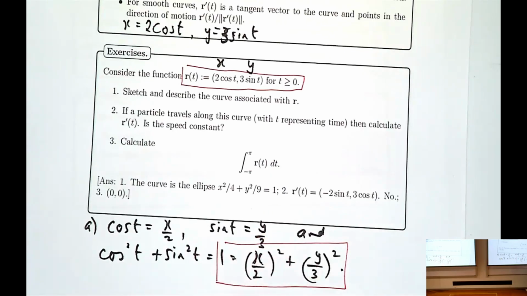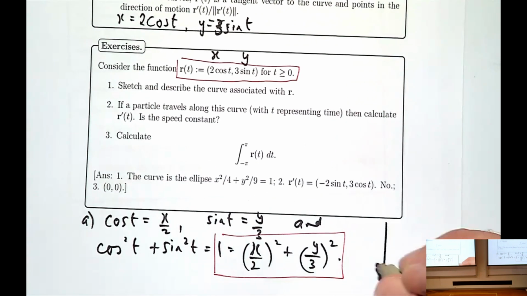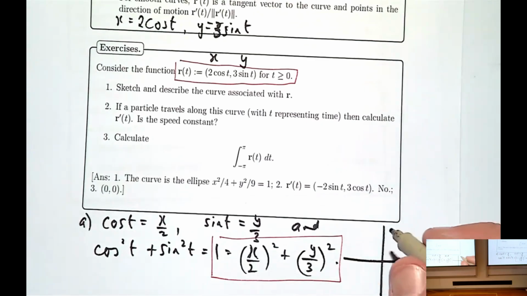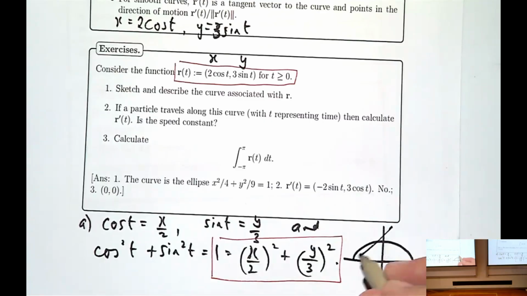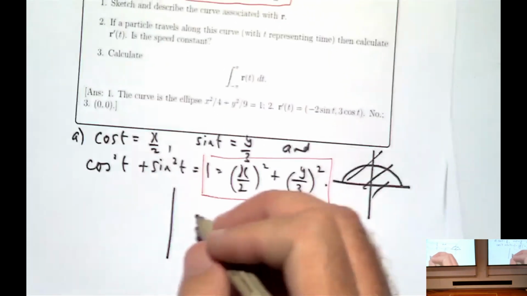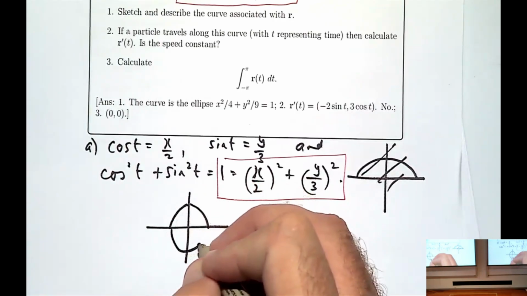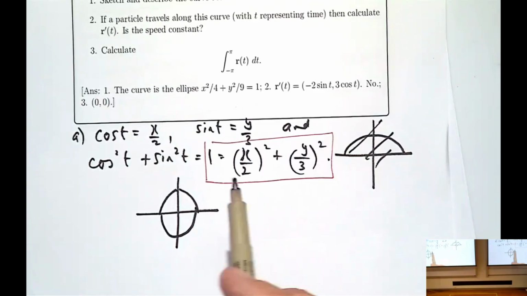Okay, so if we draw that, we'll get something like this. When x equals 0, sorry, wrong way. Yeah, that's my badly drawn ellipse. Okay.